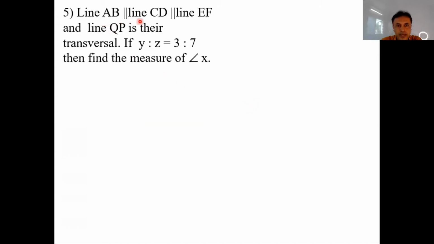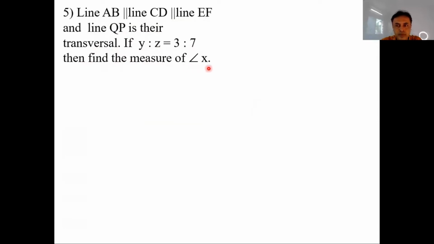Line AB parallel to line CD parallel to line EF, and line QP is their transversal. If y is to z is equal to 3 is to 7, then find the measure of angle x.